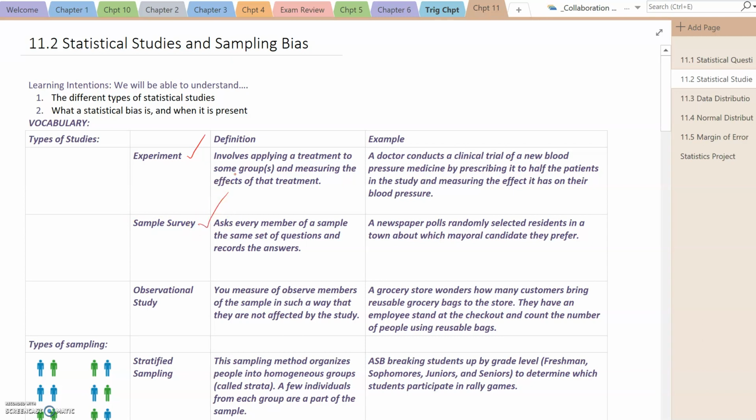And then our final type of study that we're going to talk about is an observational study. So in this type of study, you measure the observed members of the sample in such a way that they are not affected by the study. So you're not performing any treatment on them like you would in an experiment, and you're not asking them direct questions like you would in a sample survey. Instead, in an observational study, you're simply observing them.